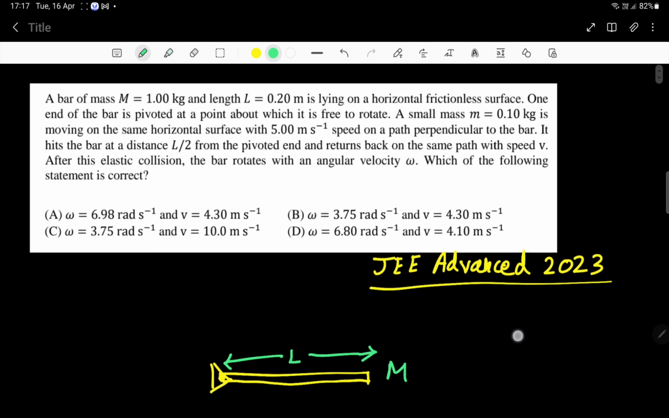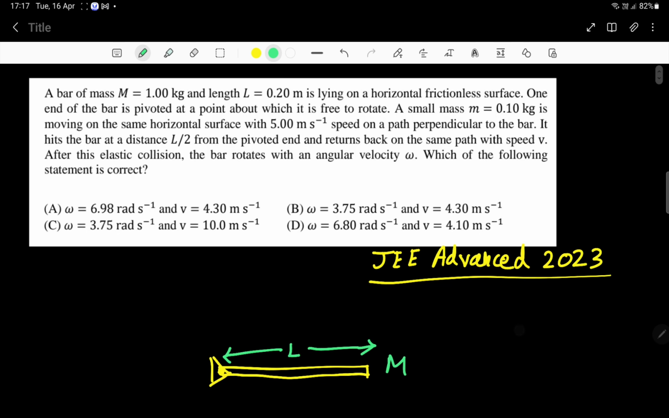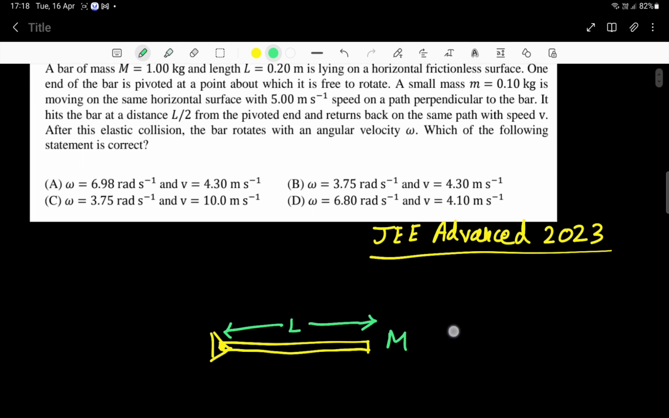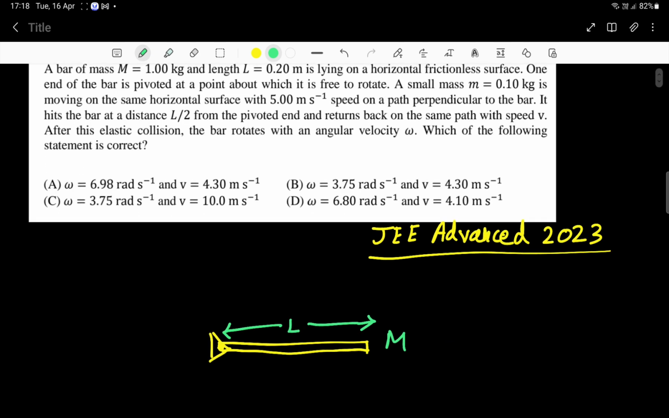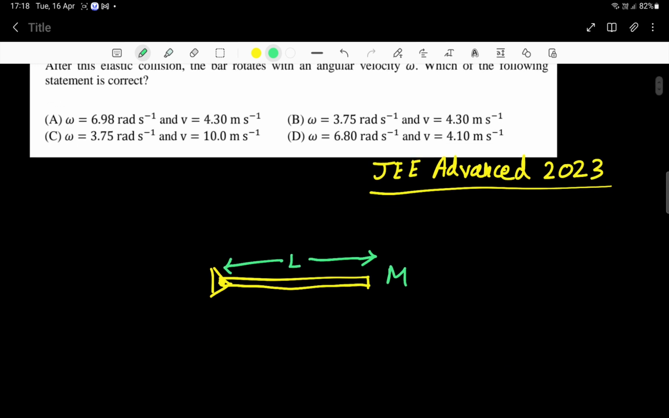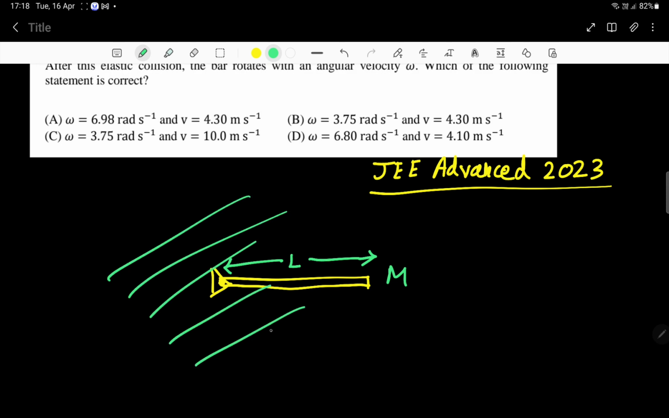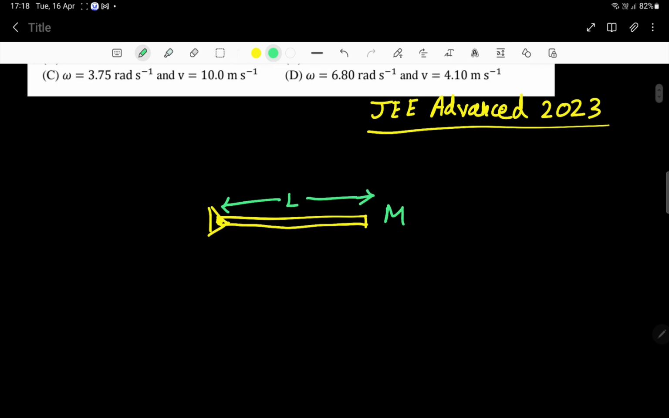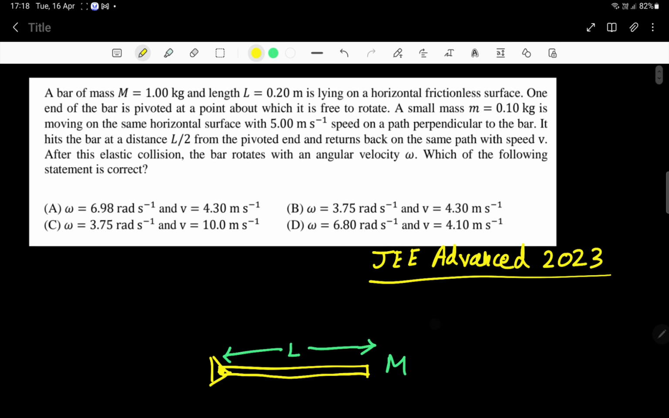The mass is M. I'm not putting in the values right now. First, I'll solve this question in terms of M, L, and the other variables, and afterwards, I'll put the values. So a small mass, small m, is equal to 0.1 kg, is moving on the same horizontal surface. So this bar is lying on some surface, and on that surface, another particle of mass small m is moving horizontally towards the bar on a path perpendicular to the bar.